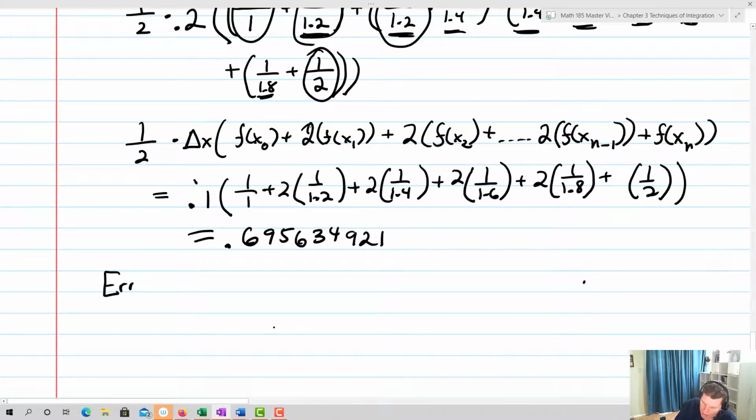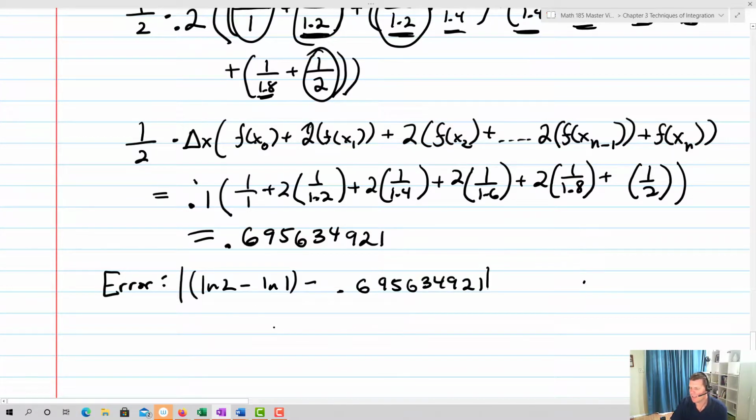So what we'll do now is calculate our actual error. If you remember, our error is the actual value for the integral. This is 1 over x, so this is going to end up being the natural log of 2 minus the natural log of 1. Then we'll subtract from that the value 0.695634921. So it's the actual minus the approximation, and we put this in absolute values because error is always positive. When we do that, we end up with 0.002487774. That's the error value for our integral using the trapezoid rule.